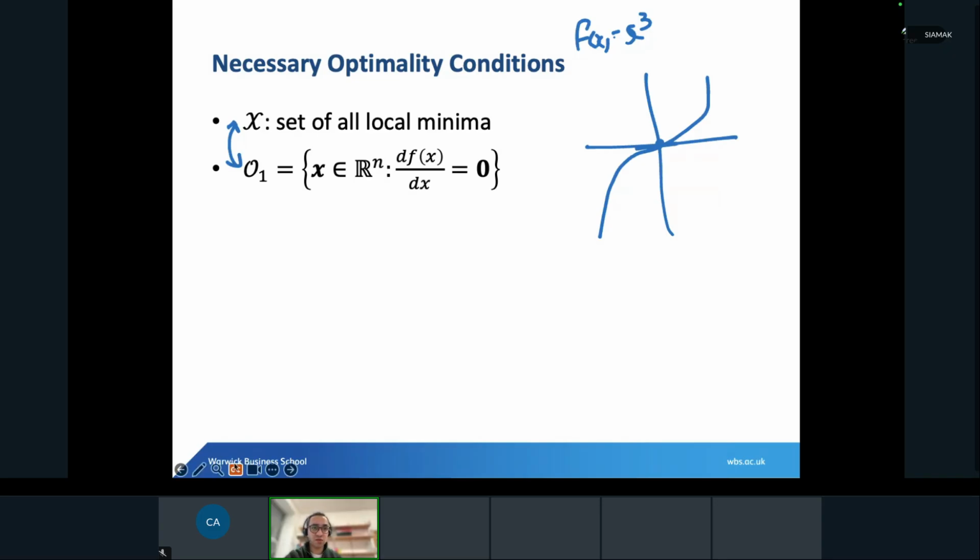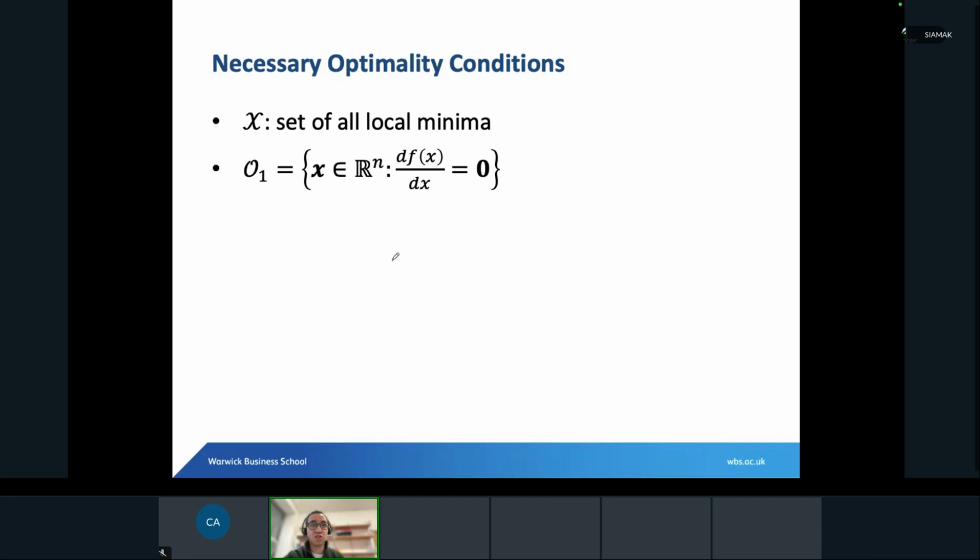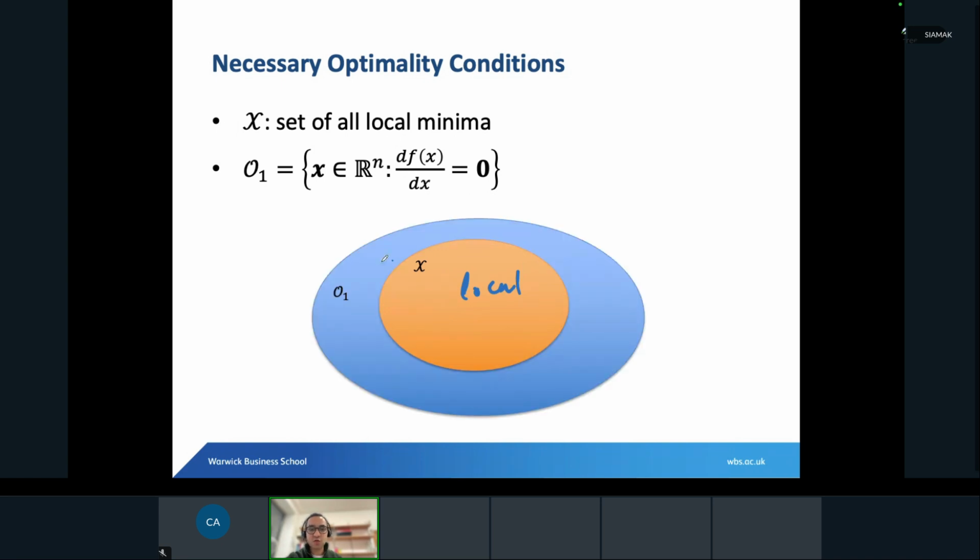This is the necessary condition that we have, the first order and the second order, and then we have a sufficient condition as well. So O1 is the set of all decision variables, all points essentially, for which the first derivative is equal to 0. This is X, the local minimums that we have, and this is O1. So as I said, X is a subset of O1. I just showed you with an example that there are points, which we call stationary points, where the first derivative is equal to 0, but they are not local minimums.